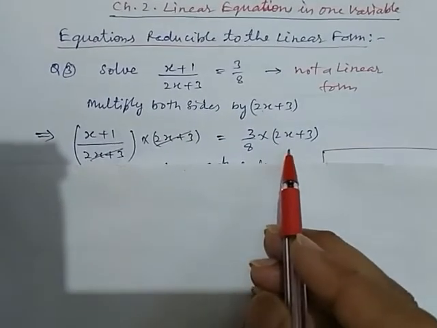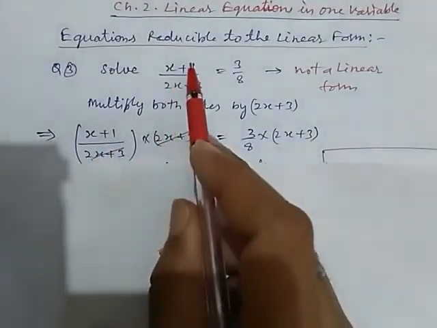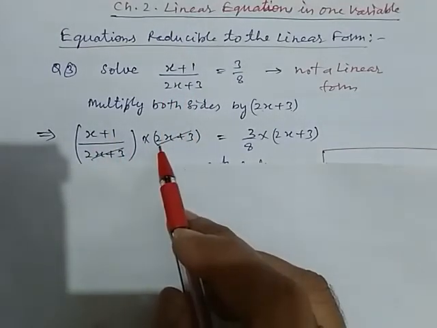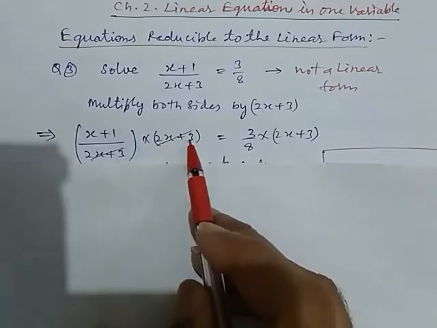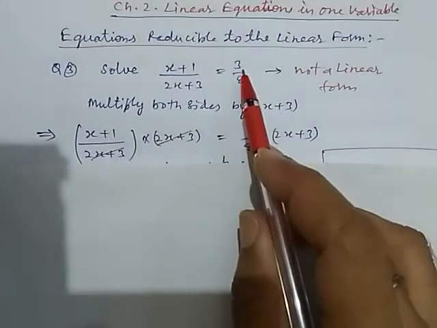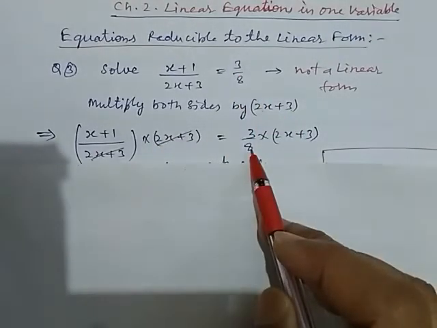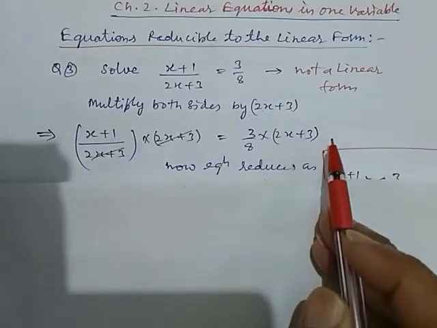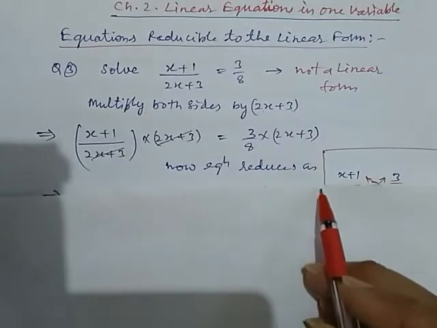Here we have x plus 1 upon 2x plus 3. This is a whole term, and we multiply this by 2x plus 3. Okay. And here 3 by 8 is our whole term, and we multiply this by 2x plus 3. Okay. Now the equation reduces as.